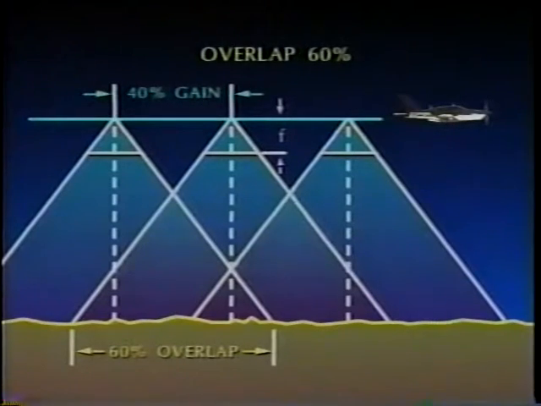Here we see the overlap from a side view. Caltrans overlap tolerance is from 55 to 65%.